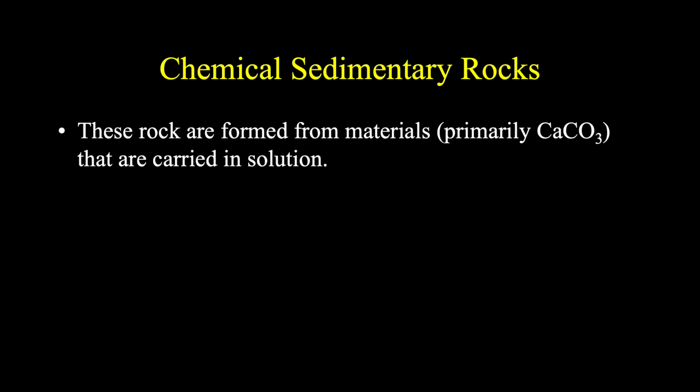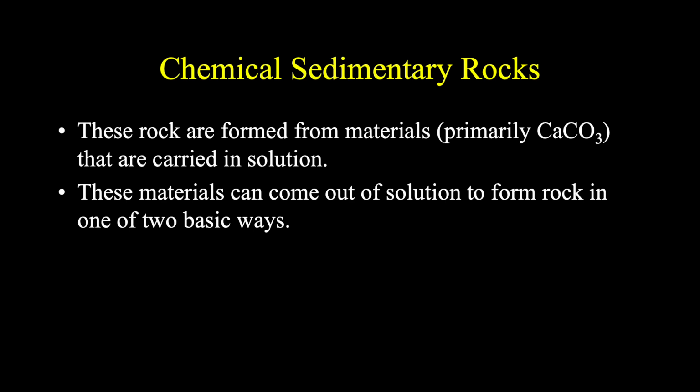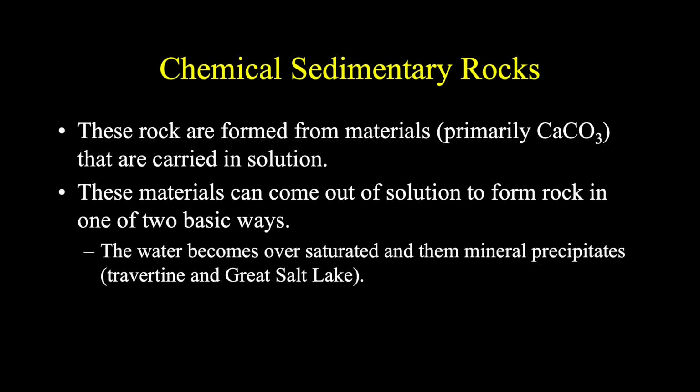Now, the most common forms of chemical sedimentary rocks form primarily from calcium carbonate that is carried in solution in the water, primarily from the mineral calcite. These minerals can come out of solution to form rock in one of two basic ways. The water can become oversaturated in the chemicals, causing them to precipitate out on their own.